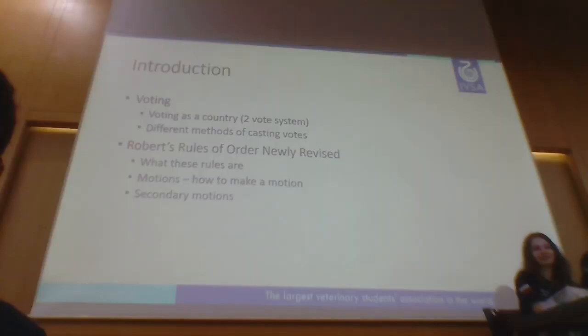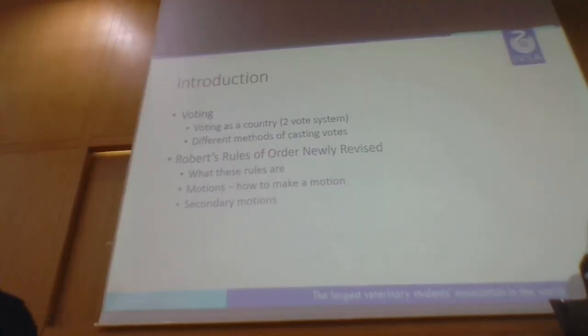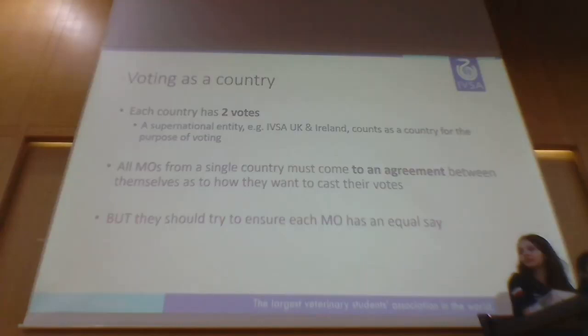So the Robert's Rules of Order Newly Revised. We're just going to go through what these rules are, and then how to make motions, and then how to make secondary motions as well. So, voting as a country. Like I said, each country has two votes. The supranational entities, such as IVSA UK and Ireland, and SAVM also count as that; you still count as a country for the purpose of voting.